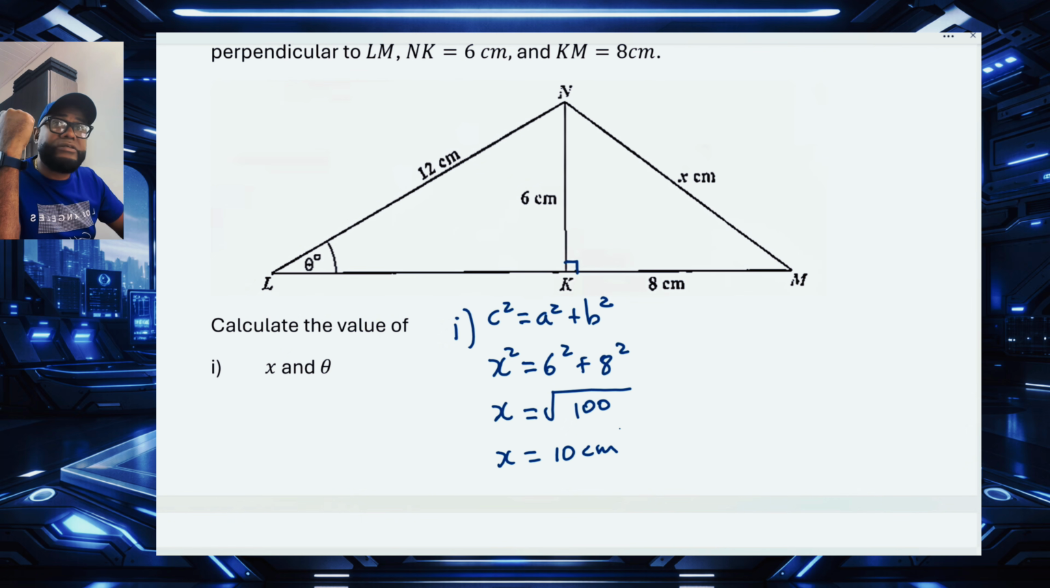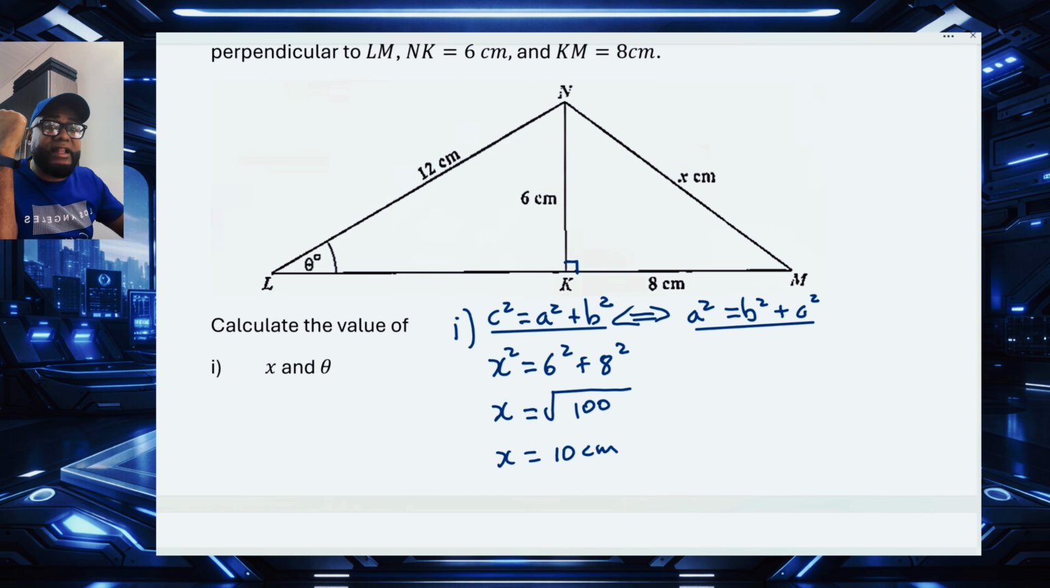Everybody good there? Who is lost? Don't get tripped up with these formulas, please. If I write it like this, B squared plus C squared, just understand that in this formula they use C as their hypotenuse. In this formula, I use A as my hypotenuse. Are we clear?